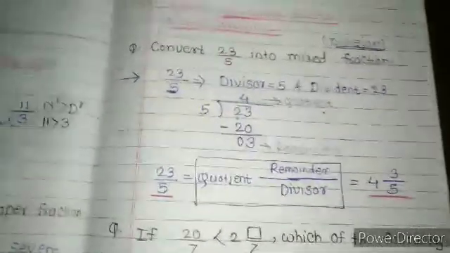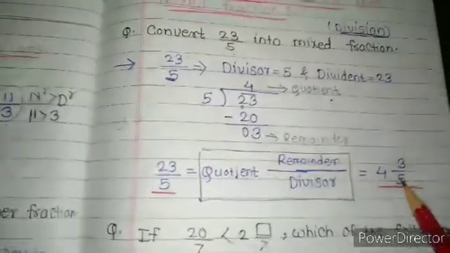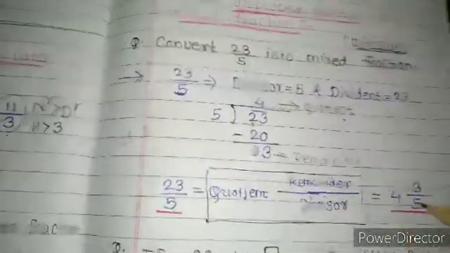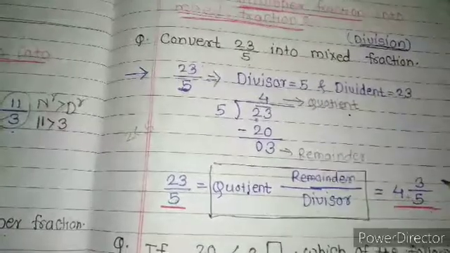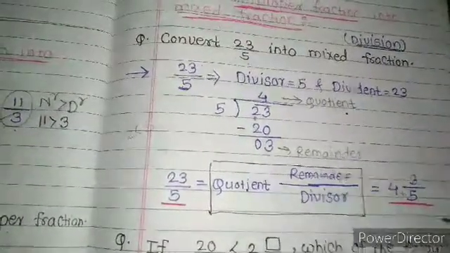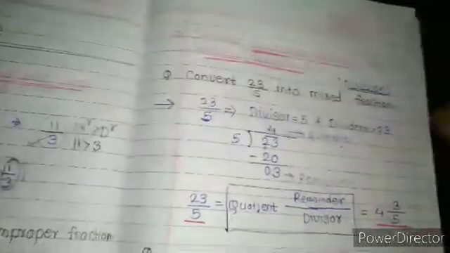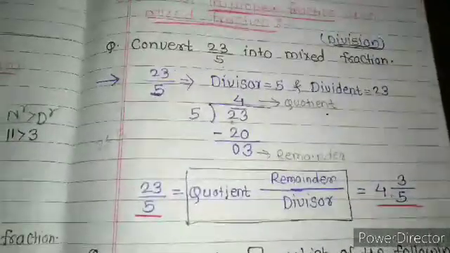Now we can cross check this, whether our answer of mixed fraction is correct or not, just like our given example. For that we are using the previous method. Check: 5 4s are 20, 20 plus 3 upon 5, 20 plus 3 is 23 upon 5. Yes, our answer is correct. So this alternate method you can use to verify your answer.